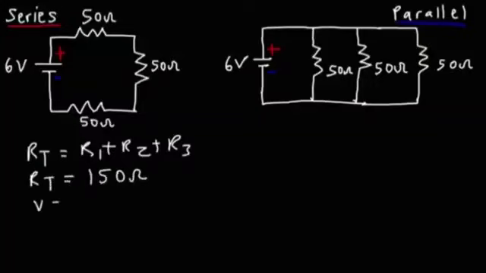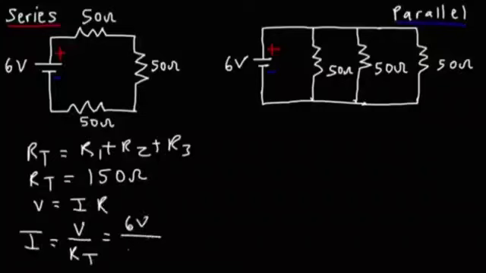Now the next step is to calculate the current. So using Ohm's law, V is equal to IR. Solving for I is going to be the voltage of the battery divided by the total resistance of the circuit. So we have a 6-volt battery and a total resistance of 150 ohms. 6 divided by 150, that gives us a current of 0.04 amps.